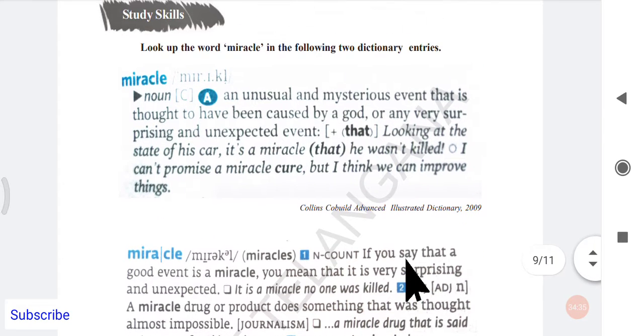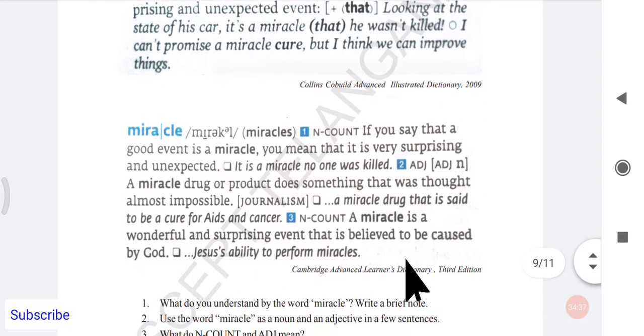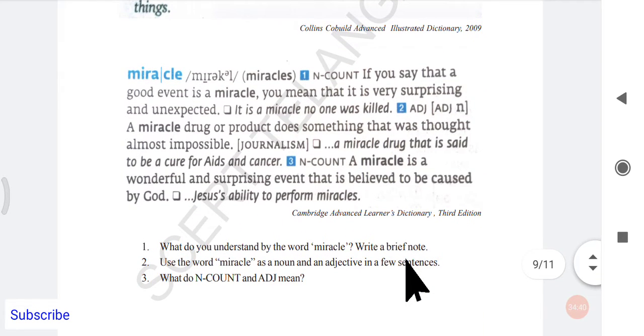So this is just for study skills. Learn how to go through the dictionary. Next we have question 1. What do you understand by the word miracle? You have to write a brief note, but we need not write a brief note here. Simply you can say that it's like an act of God, or an unhuman thing, in the sense that a human cannot do it.